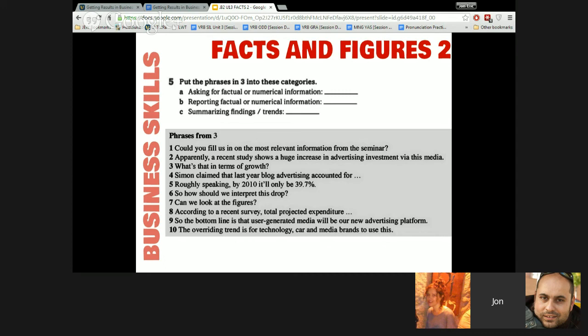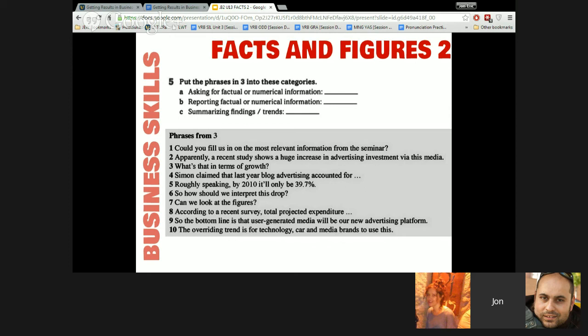According to a recent survey, it's a reporting. B. Excellent. So the bottom line is that user-generated media will be our new advertising platform. C. Summarizing. Right. Bottom line is a way to say to conclude. Right. Okay. And last one. And then the overriding is a reporting. It is reporting. No.